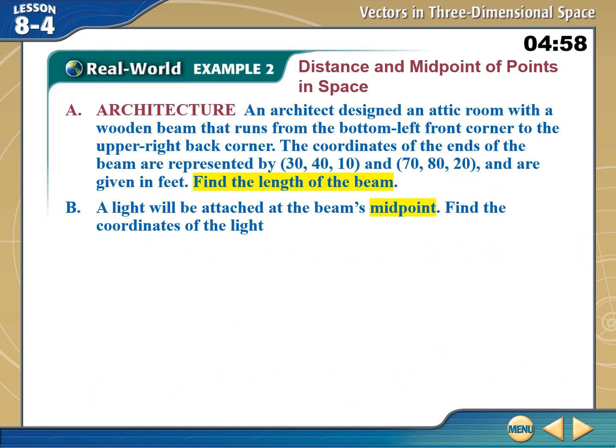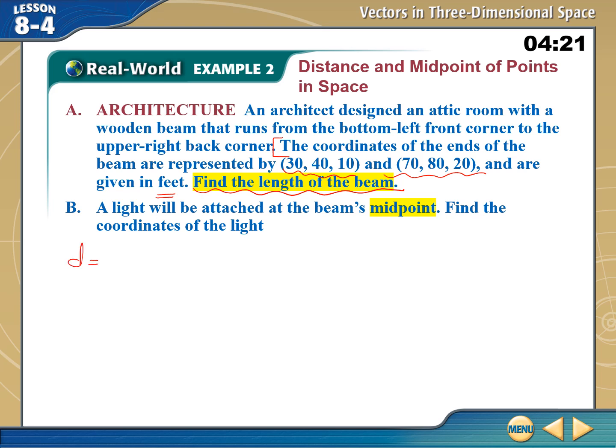Now here is the real life problem, and it's so easy. The only thing is that just skim the text quickly. Okay, so read the last line. What do they require? So here they are saying that the coordinates of the ends of the beams are represented by these points, and are given in feet. Find the length of the beam. Okay, so no need to read the whole word problem. Just try to find out what they actually require. Okay, so you have to find the length.